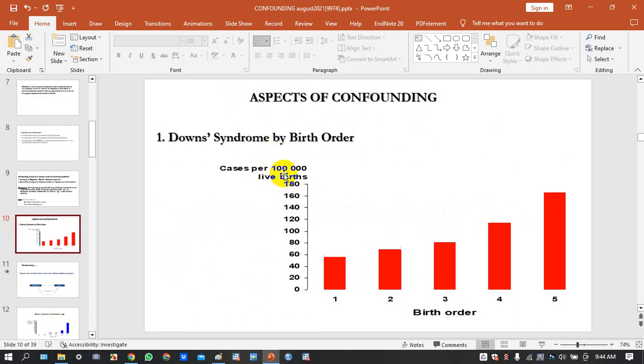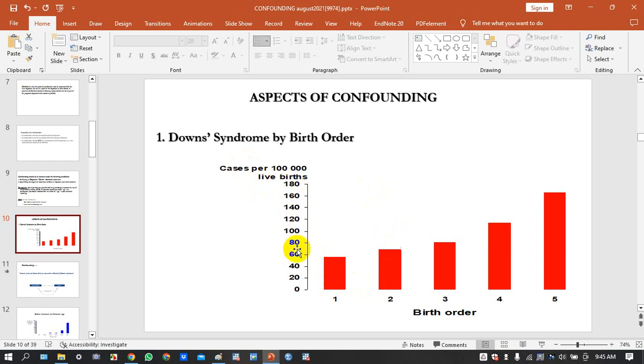Aspects of confounding. When we are looking at the genetic syndrome called Down syndrome, initially they were thinking that this is about birth order. Women with one child, women giving birth to the second child, the third child, the fourth child, the fifth child. They were saying that when you give birth in succession, with the first child you are not really at risk of giving birth to a baby with Down syndrome. But with the second child, the risk is high.